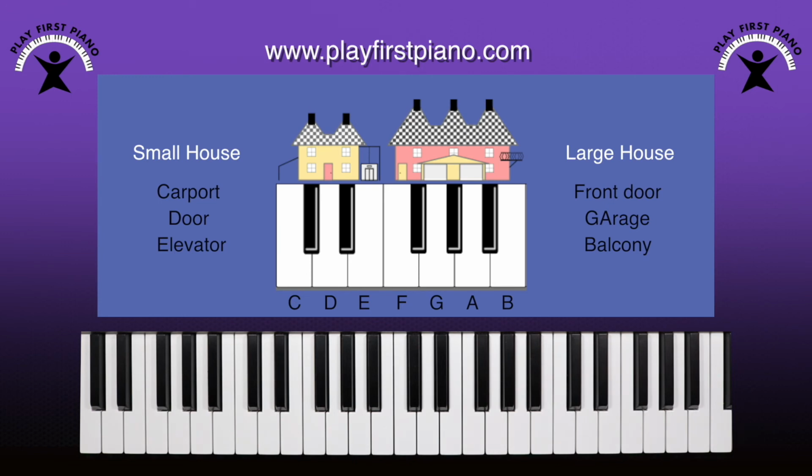So all the white notes on the keyboard in every octave are going to be called by one of the first 7 letters of the alphabet from A to G. So let's look at them again.